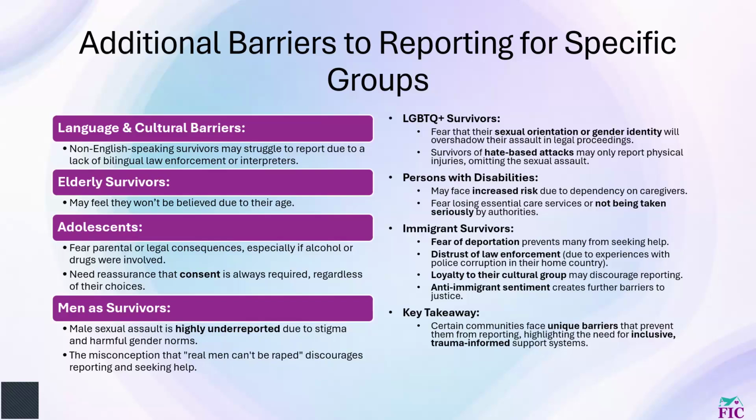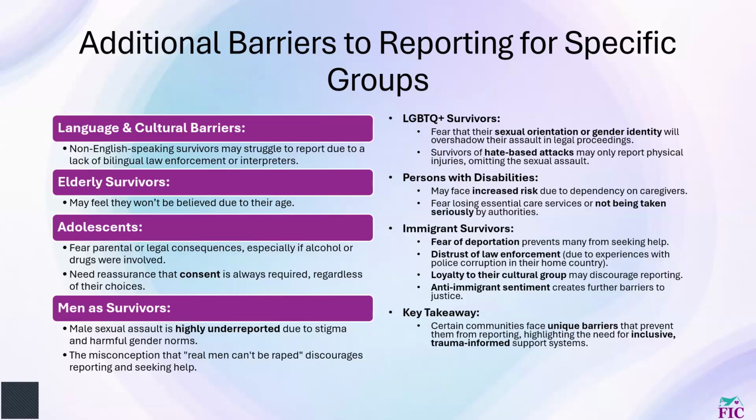Okay. When it comes to elderly survivors, some may think, I don't think anybody would believe that someone would actually choose to sexually assault me. So they don't feel like they would actually be believed. Okay. When it comes to adolescents, some fear, okay, if I actually choose to tell my parents about what happened to me, what are those parent consequences, that overprotection, the forcing to report when they really don't want to report? Or if they were using alcohol when they were sexually assaulted and they were underage, now they're afraid to say anything because they know they weren't supposed to be drinking, or even drugs were involved. They also may need reassurance that consent is always required, and they don't always understand that.